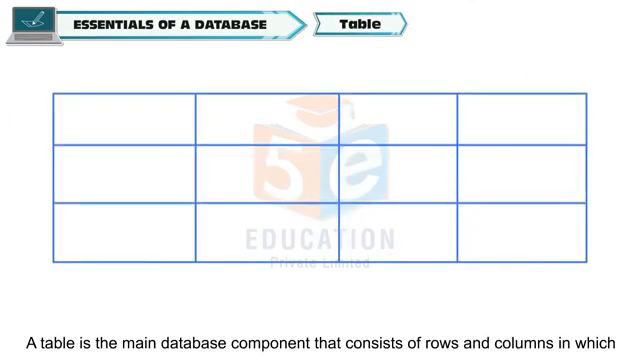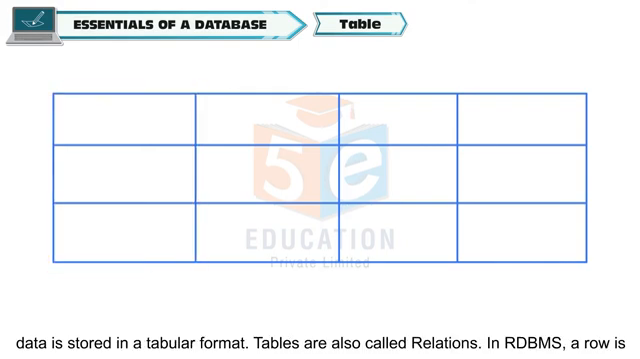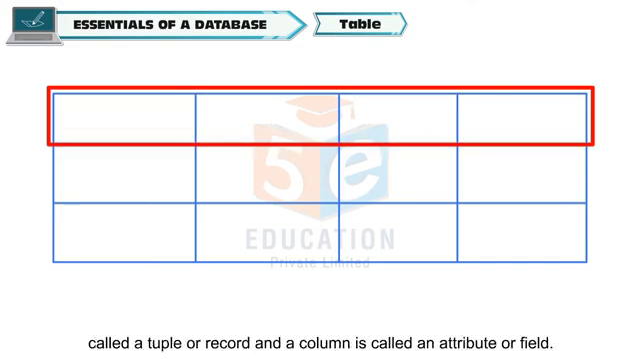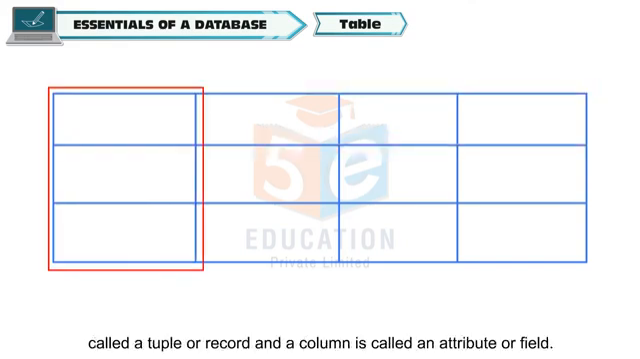Table. A table is the main database component that consists of rows and columns in which data is stored in a tabular format. Tables are also called relations. In RDBMS, a row is called a tuple or record and a column is called an attribute or field.